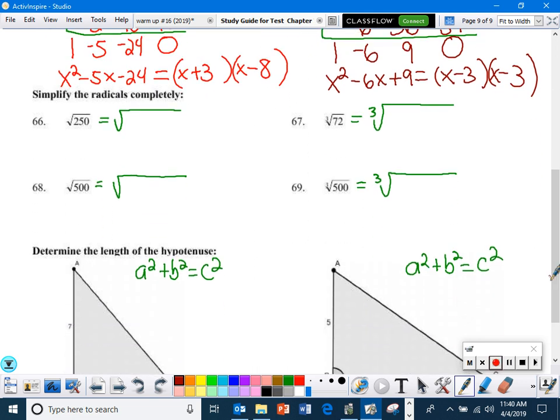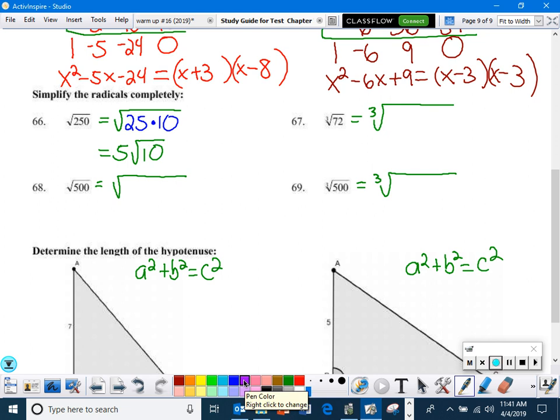So in this part, we are going to simplify the radicals completely. All right, so we have the square root of 250. We need to break that down, and we need to use a perfect square. So what perfect square will go into 250? 25 will. Okay, and 25 times what is 250? 10. So the square root of 25 can be written as 5, and then what's left? The square root of 10. Okay, that is the simplest form, 5 square roots of 10.